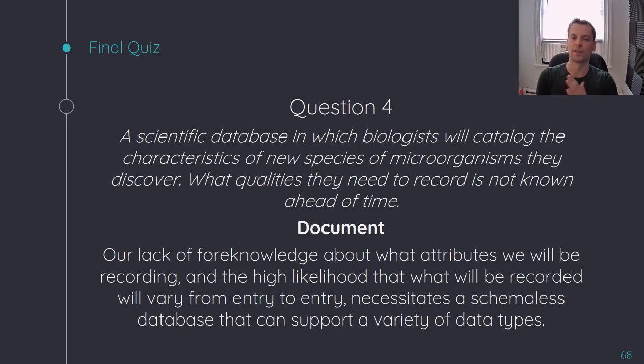So question 4 is a scientific database. This one I thought a document database would be most appropriate. We lack foreknowledge about the attributes we will need to be recording, and thus we will not be able to really clearly define columns for our relational database, so I think that's going to be a bad choice. And there's a high likelihood that what will be recorded will vary from entry to entry, thus necessitating a schemaless database. Since we're going to be querying it a lot, I thought that a document database is probably the more appropriate choice than a key value store.